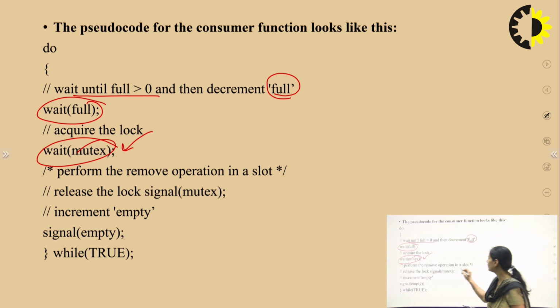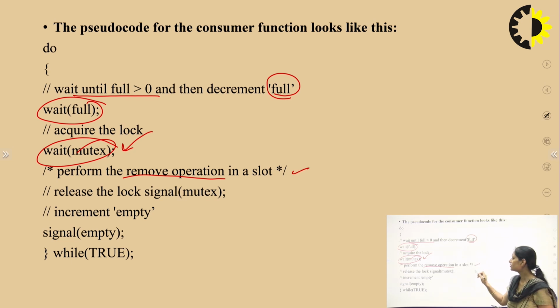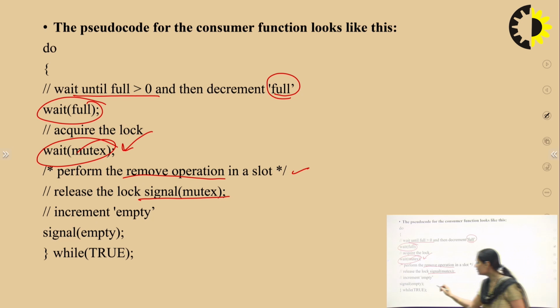The consumer will remove an item, that is, it will consume an item. Once that operation has been performed, it will release the lock by putting a signal onto the mutex, increasing the value of mutex again by 1. It will increment the value of empty by putting a signal onto empty, because since one element has been consumed, the value of empty will be incremented. After consumption, it will move out of the block.